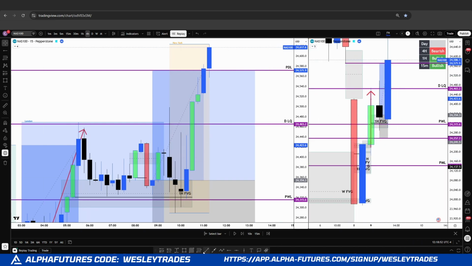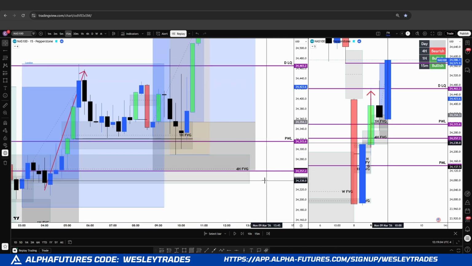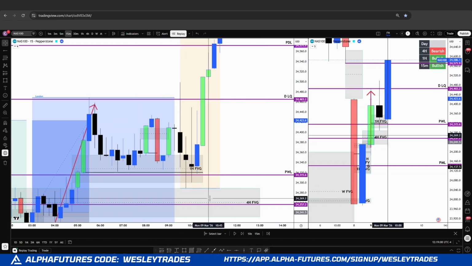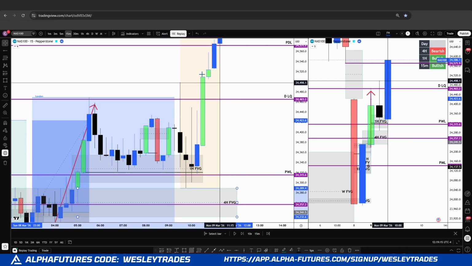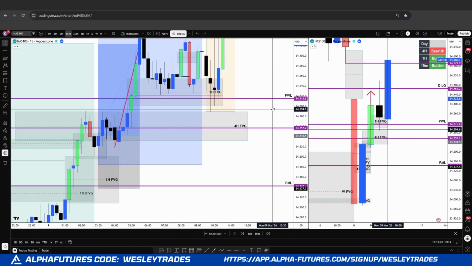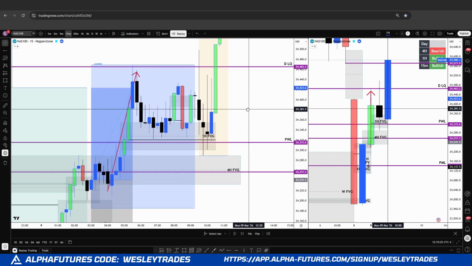We created a bullish 4 hour fair value gap here. What did we also do during the open of the New York session? Let's just remove this. Let's see what price did. We tapped that 4 hour fair value gap. And what did price do after that? We lifted off. Insane. Absolutely insane movement.